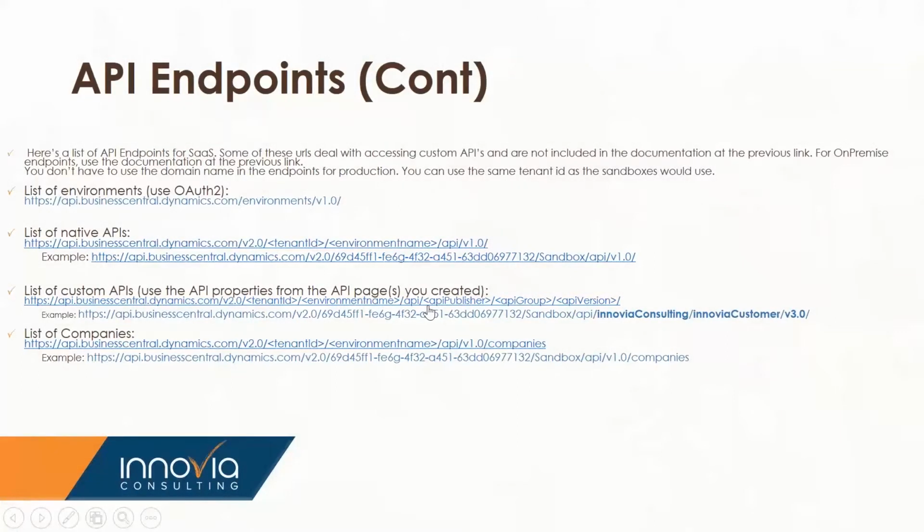Okay, so let's talk about the endpoints that I believe you'll need to know. So there's a list of environments. Let's say you wanted to do some automation with your app and you wanted to modify more than one environment at a time. You wanted to iterate through a list of environments, production, sandbox, sandbox dev. This endpoint for your list of environments will get you there.